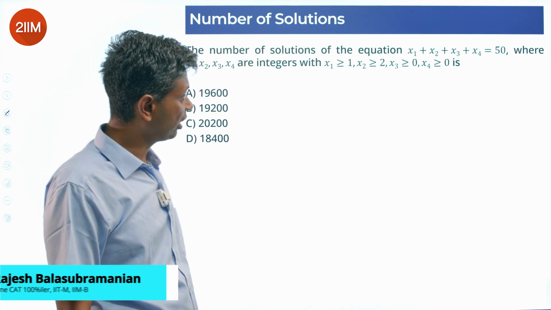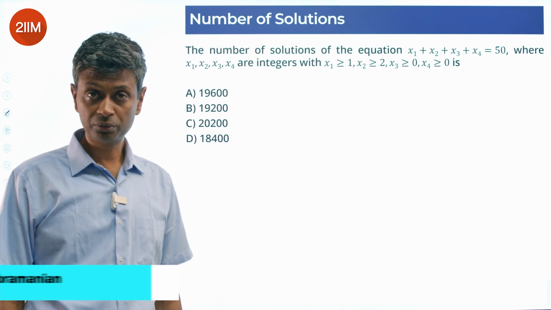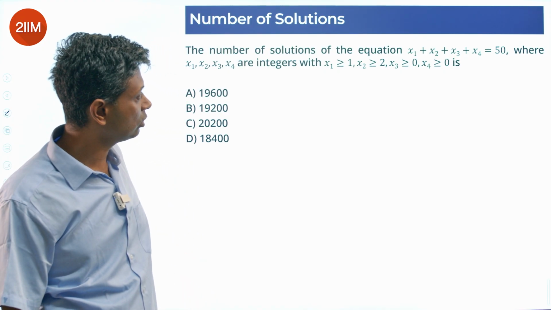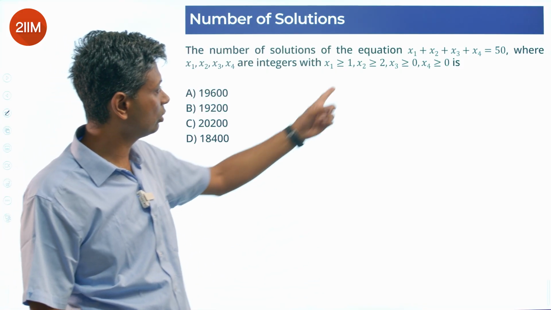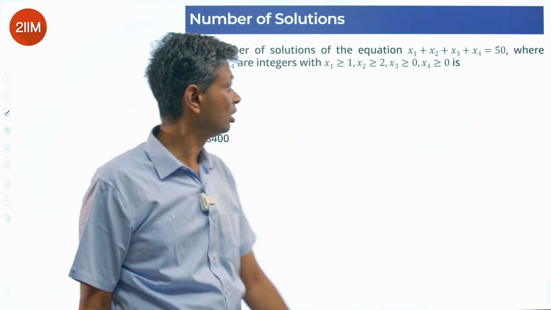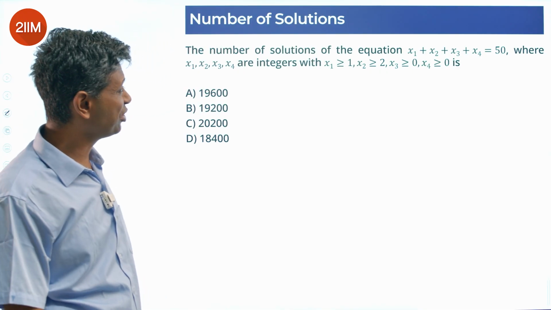The number of solutions to the equation x1 plus x2 plus x3 plus x4 equal to 50, where x1 is greater than or equal to 1, x2 greater than or equal to 2, x3 greater than or equal to 0, x4 greater than or equal to 0, and x1, x2, x3, x4 are integers.